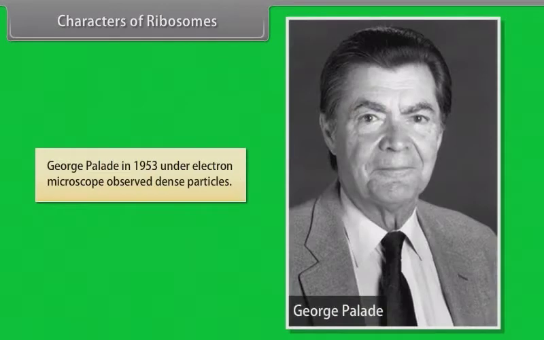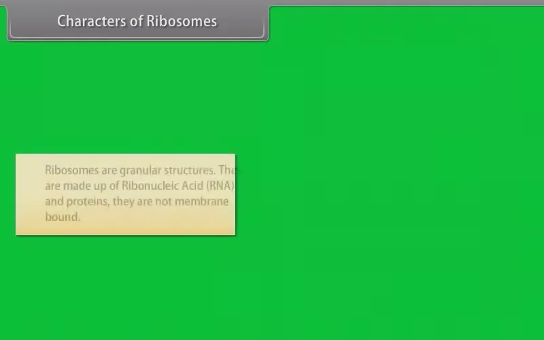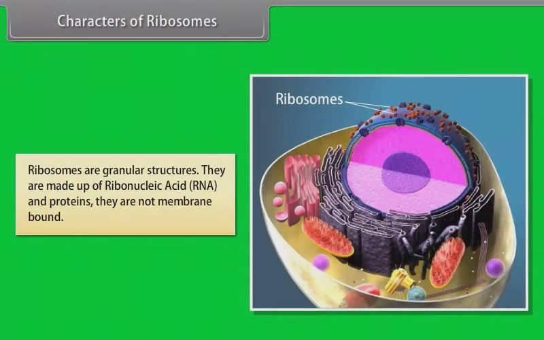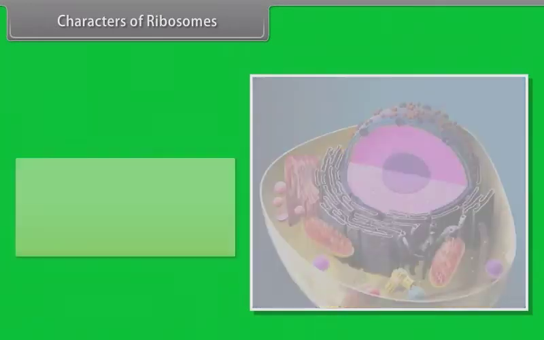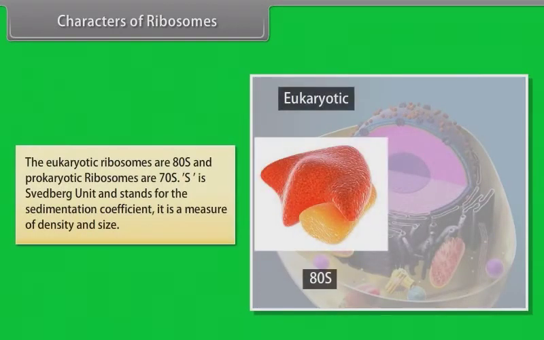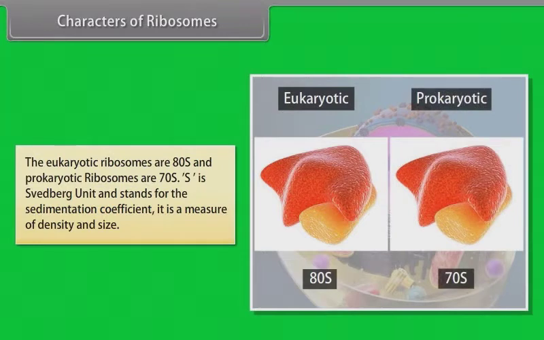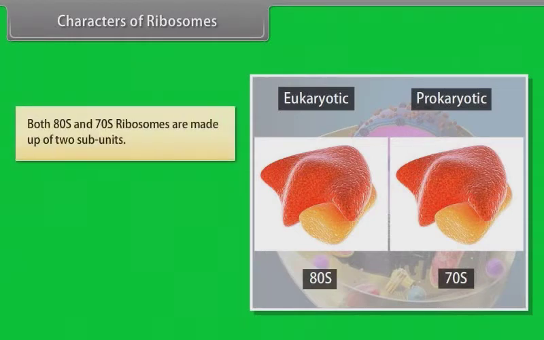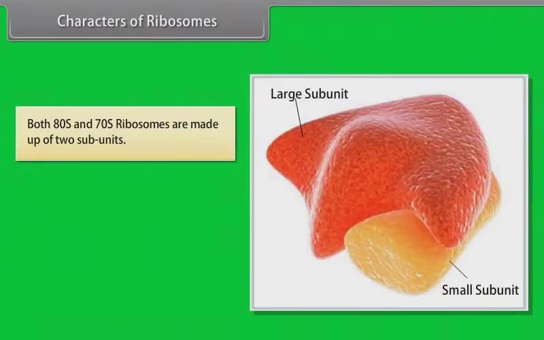Characters of ribosomes. George Palade in 1953, under the electron microscope, observed dense particles. Ribosomes are granular structures. Ribosomes are made of ribonucleic acid, RNA, and proteins. They are not membrane bound. The eukaryotic ribosomes are 80S and prokaryotic ribosomes are 70S. S is the Svedberg unit and stands for the sedimentation coefficient. It is a measure of density and size. Both 80S and 70S ribosomes are made up of two subunits.